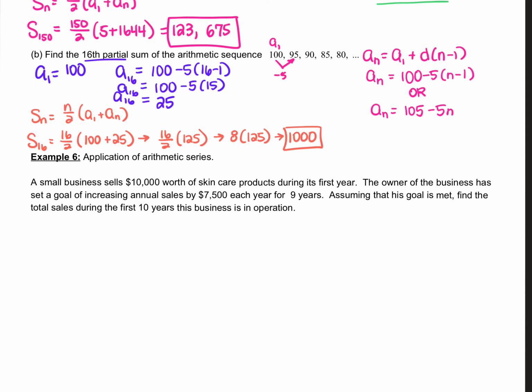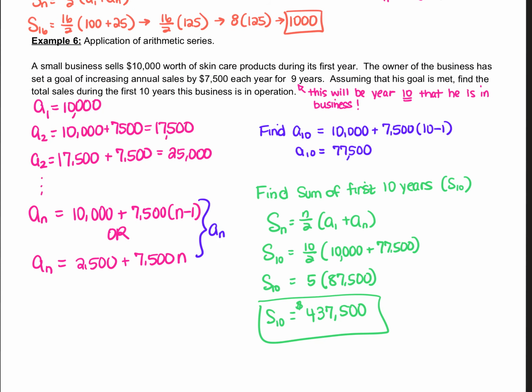Okay, if you want to try example 6, pause the video, try it, read through it, see if you can make sense of what it's saying, and then when you're done, come back and I'll have the work up for you, but it's something that you can look at as kind of an extension. I'm not really concerned that you are doing that type of problem right now. So if you want to try it, pause the video, come back and check your answer.